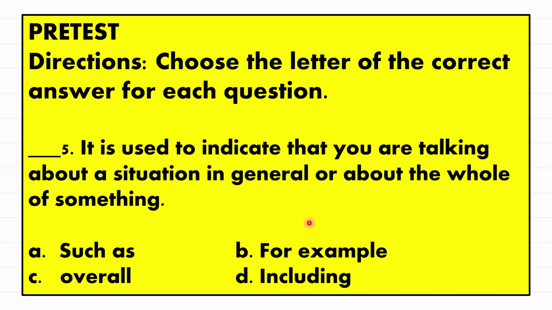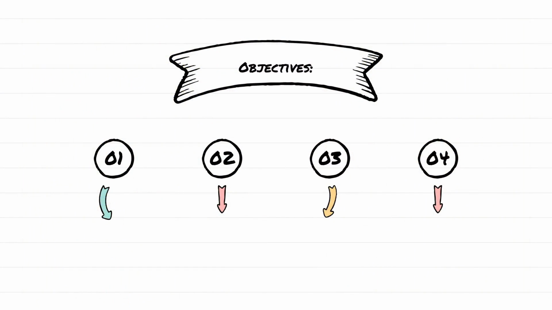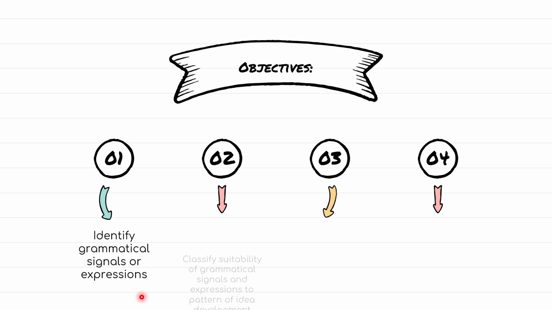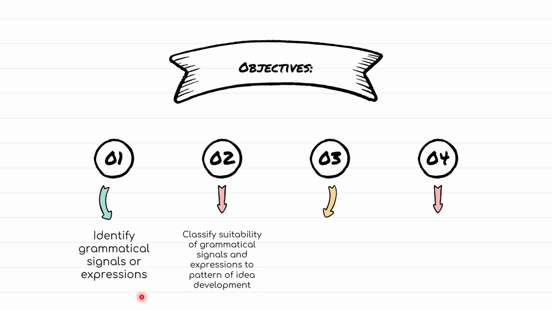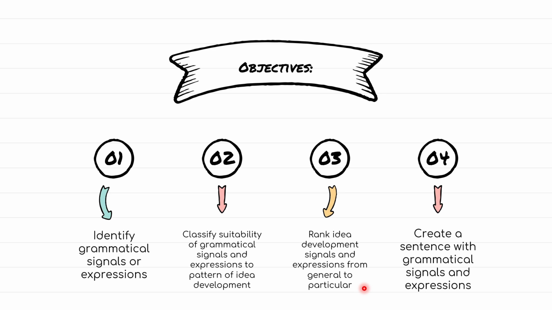Alright, so I hope you got the correct answers. Let's proceed with the objectives of this lesson. First is to identify grammatical signals or expressions. Second is to classify suitability of grammatical signals and expressions to pattern of idea development. Third is to rank idea development signals and expressions from general to particular. And number 4, create a sentence with grammatical signals and expressions.